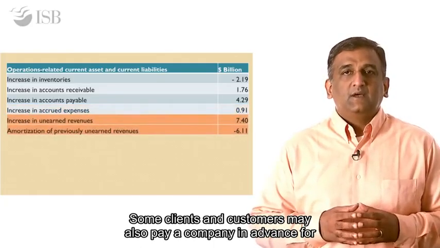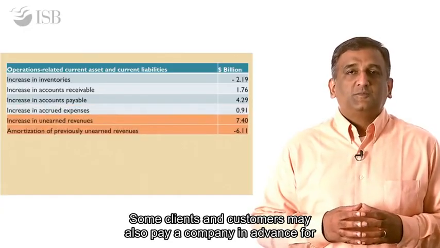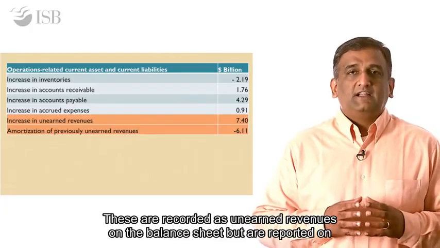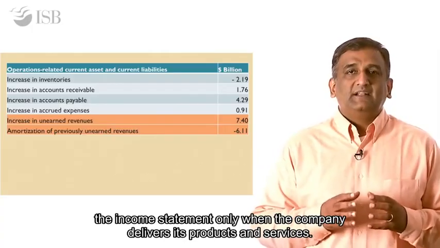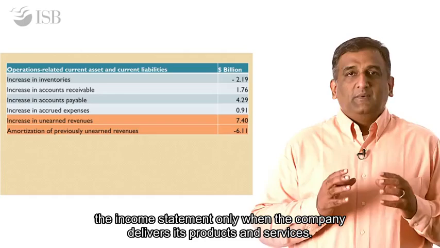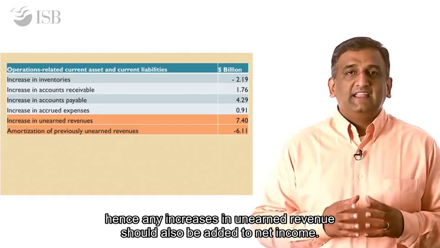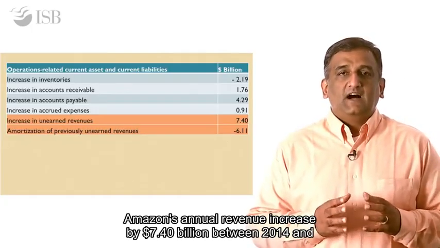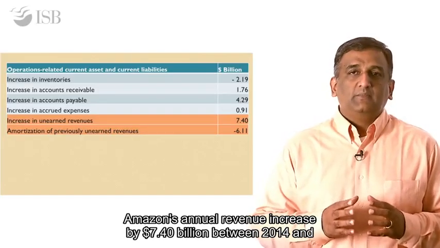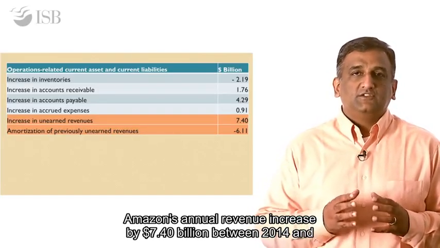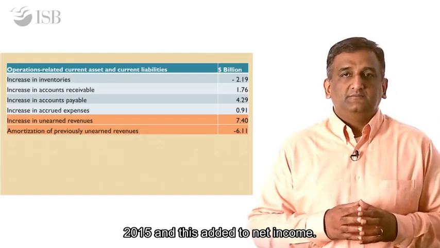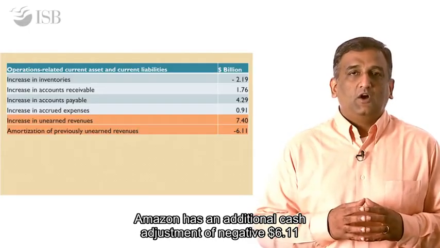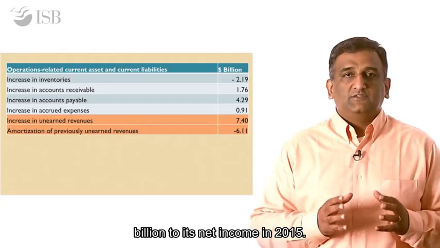Some clients and customers may also pay a company in advance for its products and services. These are recorded as unearned revenues on the balance sheet but are reported on the income statement only when the company delivers its products and services. But this is additional cash in hand, and hence any increases in unearned revenue should also be added to net income. Amazon's unearned revenues increased by $7.40 billion between 2014 and 2015, and this is added to net income. Amazon has an additional cash adjustment of negative $6.11 billion to its net income in 2015.